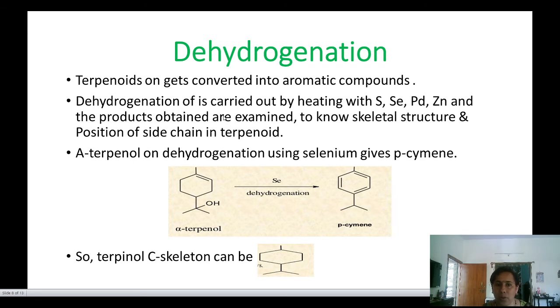Here, dehydrogenation is carried out by heating the compound with sulfur, selenium, palladium or zinc, and the products are then examined to know the skeletal structure and the position of the side chains. According to the above reaction, the terpineol contains the carbon skeleton like this. Thus, by using this test, one can determine the carbon skeleton.